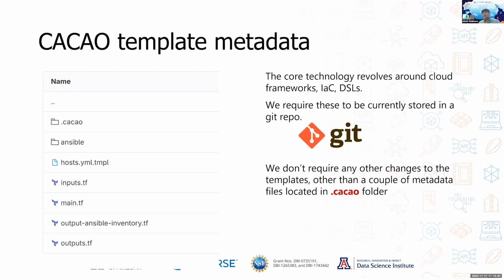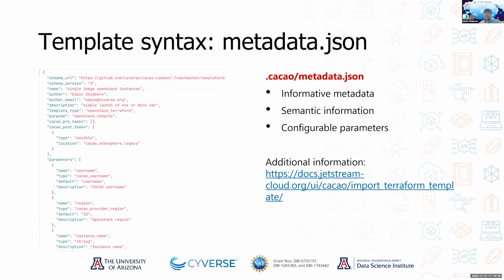So I'd like to dig a little deeper into the template metadata. CACAO templates should be stored in Git or any Git repo, whether it's GitHub or GitLab or your own private repo. And currently, the only thing that CACAO requires is a .cacao folder, which will contain a couple of metadata files. One of them is the metadata JSON, and that contains information about who created it, a description about it, and also semantic information, for example, what cloud and what language the template is created in.